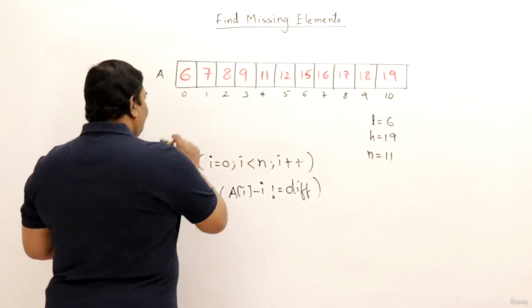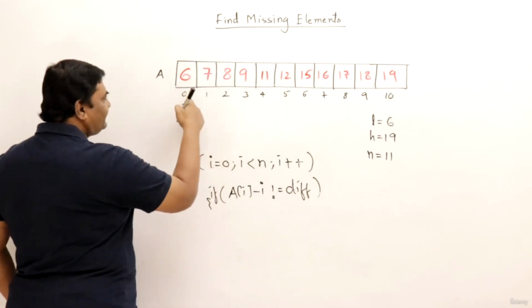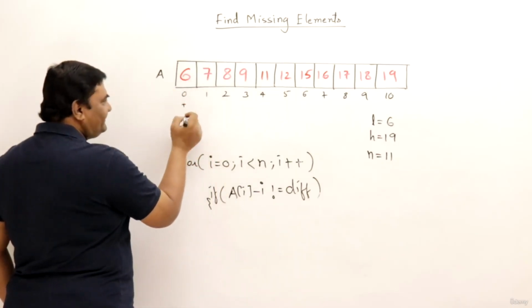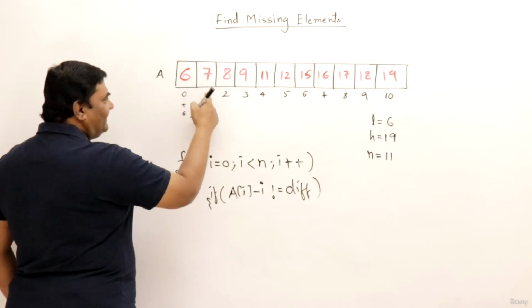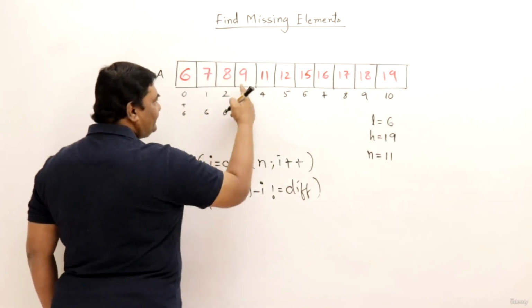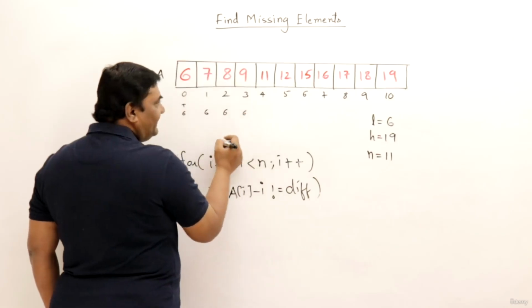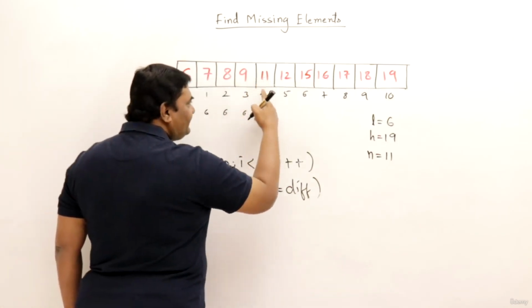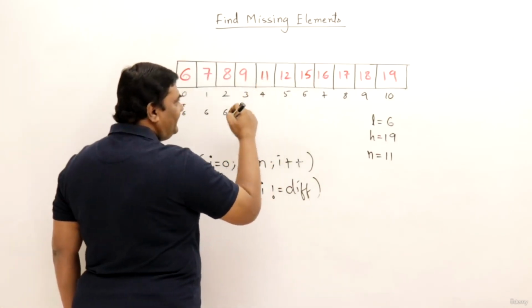See, let us start from here. The difference is 6, right? 6 minus 0, the difference is 6. And here the difference is 6, so the element is not missing. Difference is 6, element is not missing. Difference is 6, element is not missing. Difference is 7. So an element is missing.